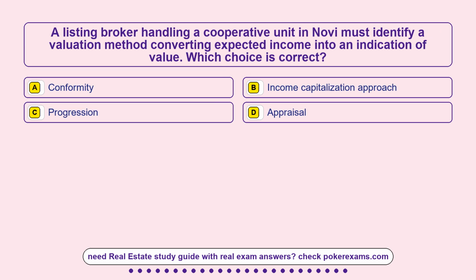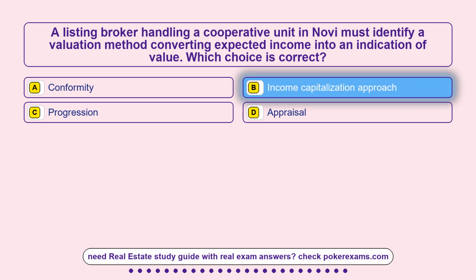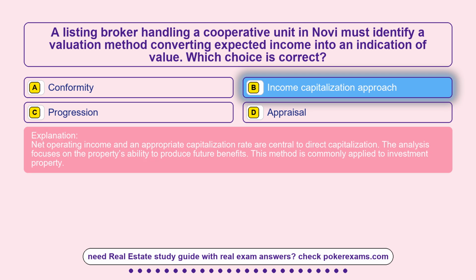Question 11. A listing broker handling a cooperative unit in Novi must identify a valuation method converting expected income into an indication of value. Which choice is correct? Option A, conformity. Option B, income capitalization approach. Option C, progression. Option D, appraisal. The correct answer is option B, income capitalization approach. Net operating income and an appropriate capitalization rate are central to direct capitalization. The analysis focuses on the property's ability to produce future benefits. This method is commonly applied to investment property.